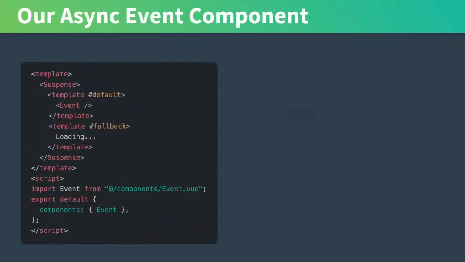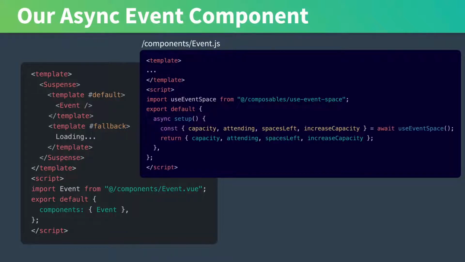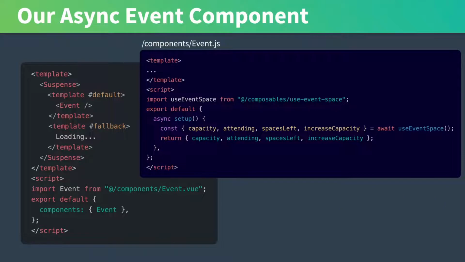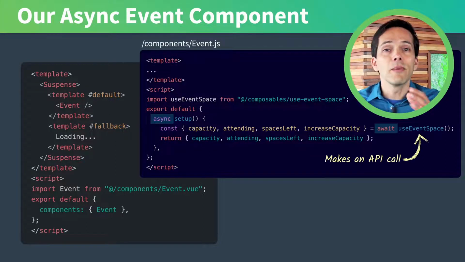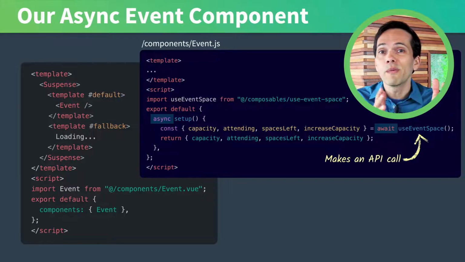What's inside here? It might look something like this. And we're using the event space composable, which we used in a previous lesson. Don't worry, you don't have to know this event composable to understand what's going on. I want you to notice that this component has asynchronous, or just async, before its setup, and functions that use async also need to use await. Our use event space composable is making that API call. And we don't need a composable to call Suspense. This could easily be a service library that does API calls for us, or we could just be doing the API call right here.